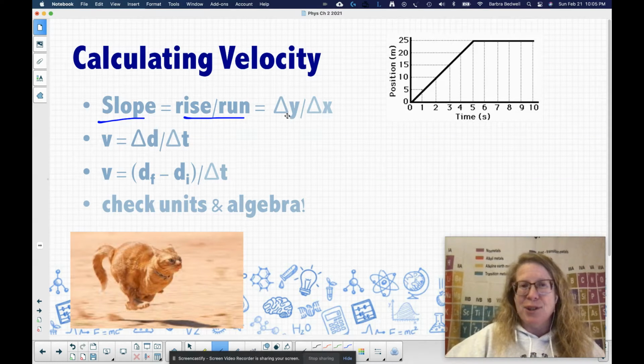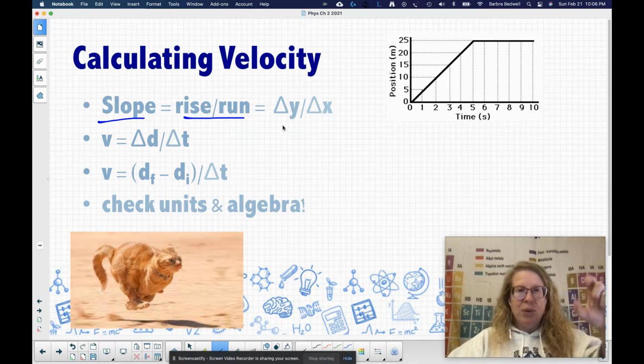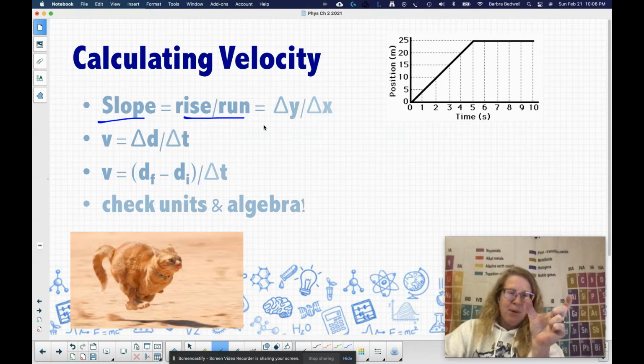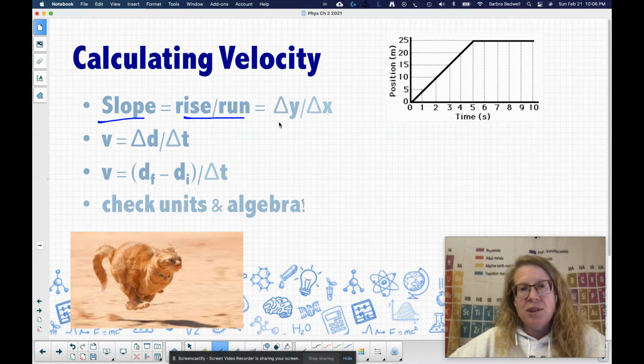Rise over run is also known as the change in y over the change in x. If you're not used to this notation, that triangle there means the change in y. How big a distance did it go this way versus how big a distance did it go this way? So delta, that triangle shape, means change in. So the change in y over the change in x, also known as rise over run.